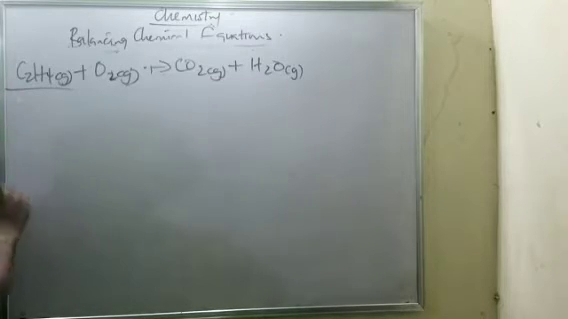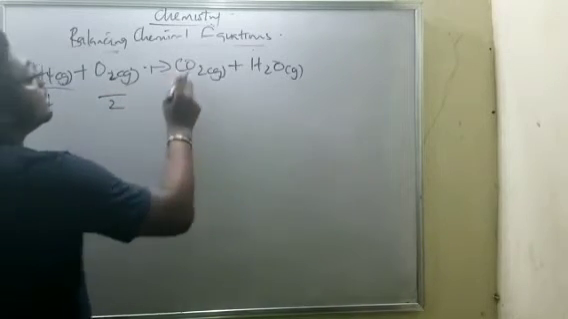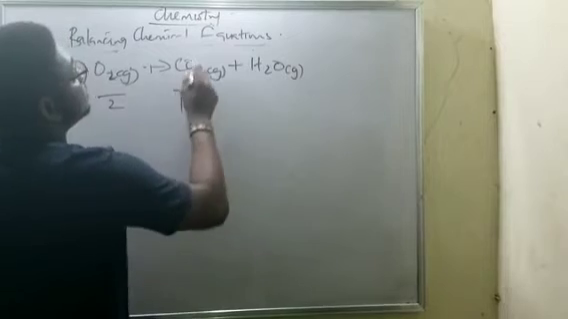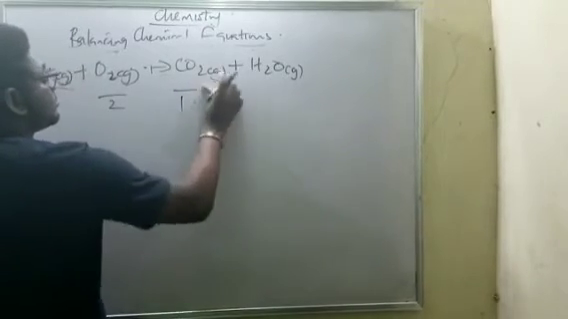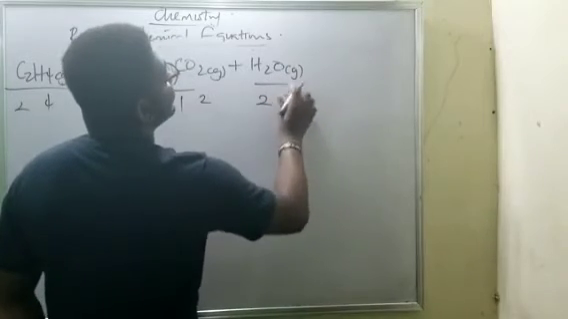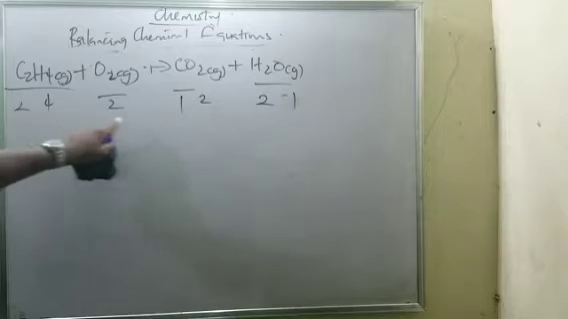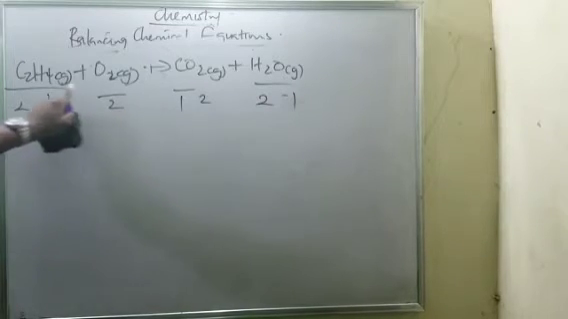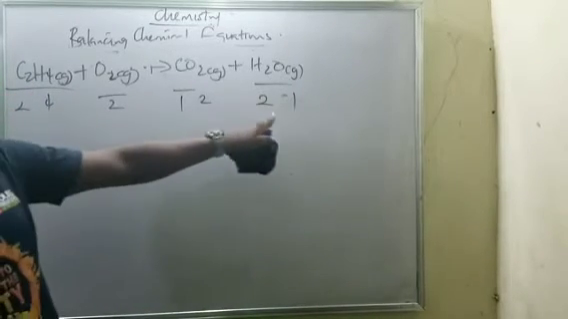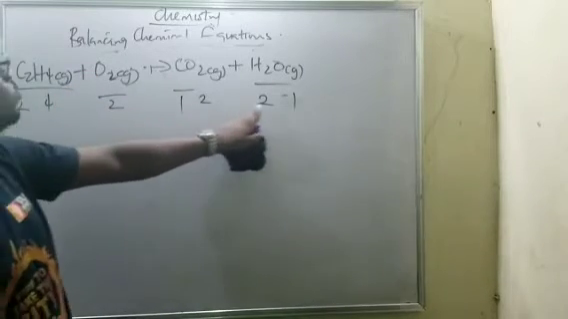Carbon, here I have how many? 2. Hydrogen, I have 4. Here I have 2. Here I have 1 carbon, 2 oxygen. Here I have 2 hydrogen and 1 oxygen. Carbon is 2 here, carbon is 1 here. It's not balanced. Hydrogen is 4 here, hydrogen is 2 here. It's not balanced. Oxygen is 2 here, but oxygen is 2 plus 1.